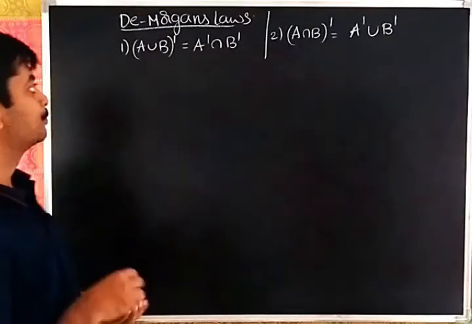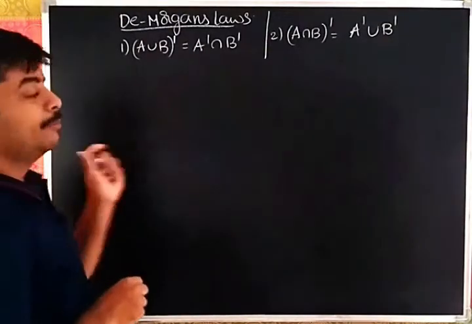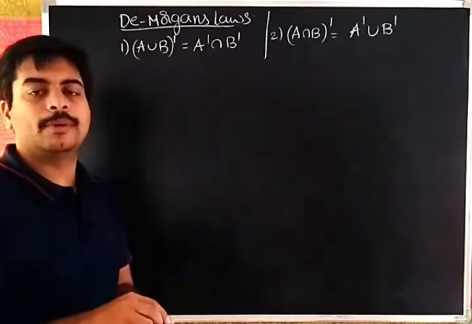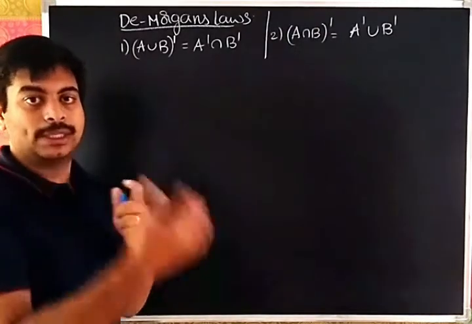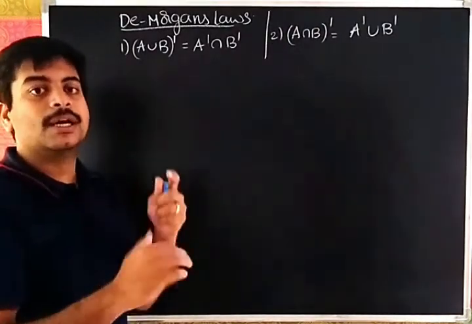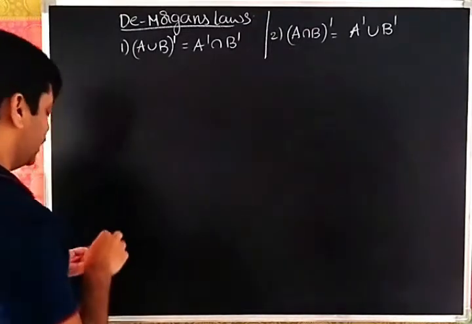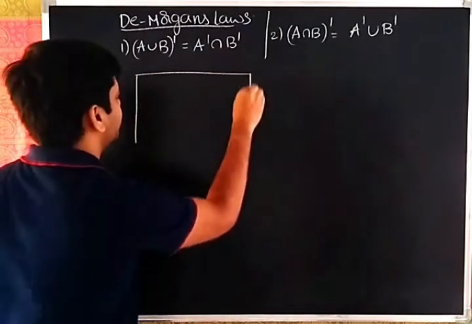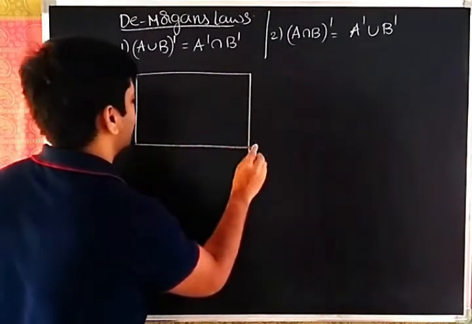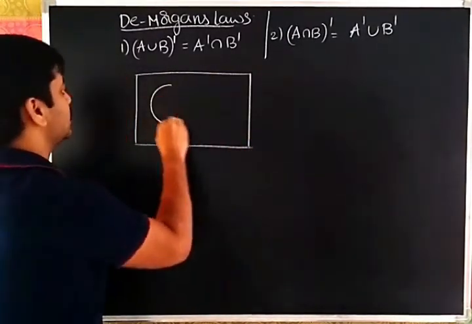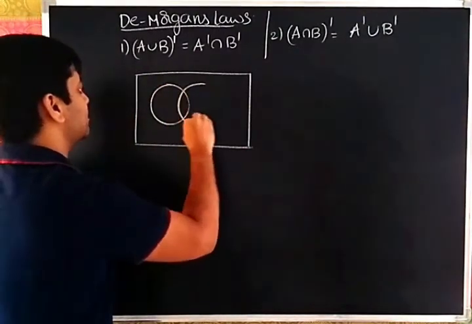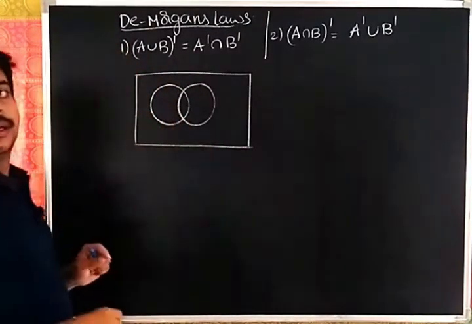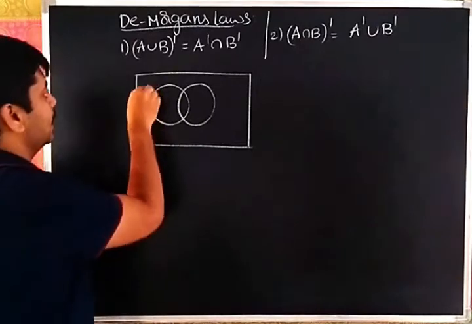Let us take the first one, A union B whole complement. What is the meaning of complement? That means we shouldn't include that. So for A union B whole complement, let us draw a Venn diagram for 2 sets. So this is A and this is B.